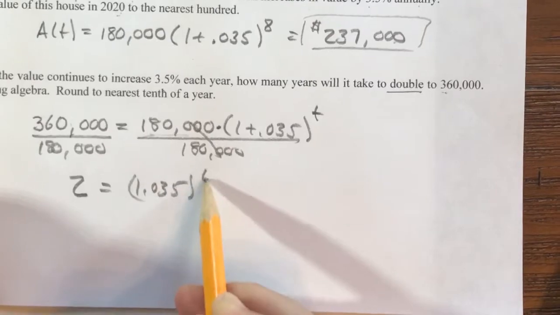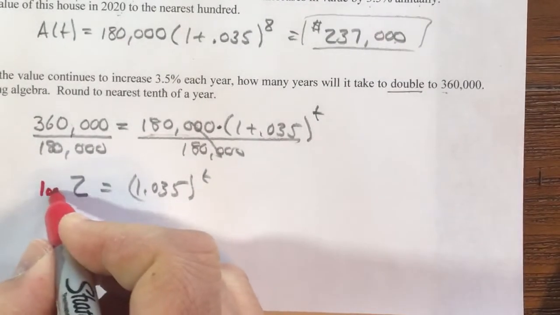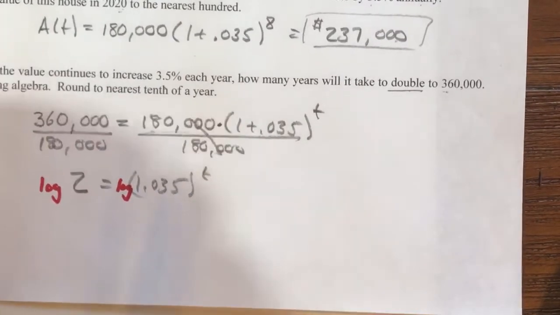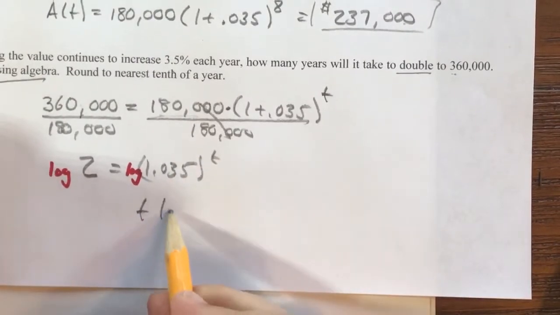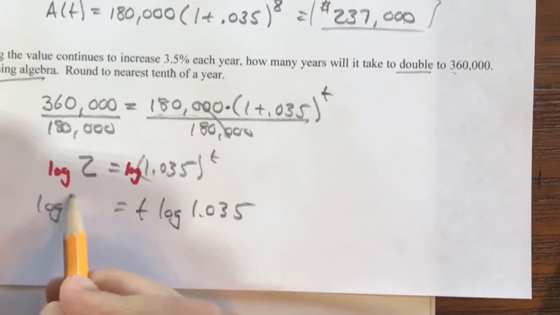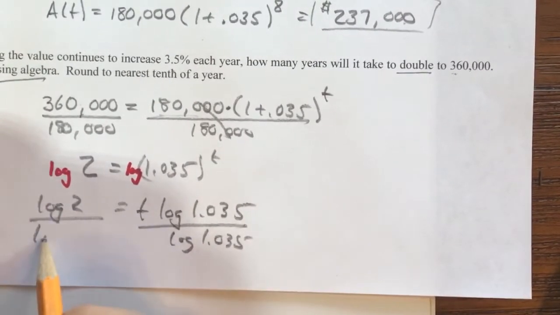1.035 to the t. How am I going to solve this? Take the common log of both sides. Okay, common log. It says using algebra. I'm doing this algebraically, so this is algebra. t log 1.035 equals log of 2. Divide.